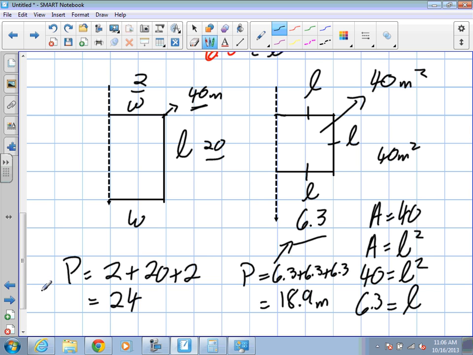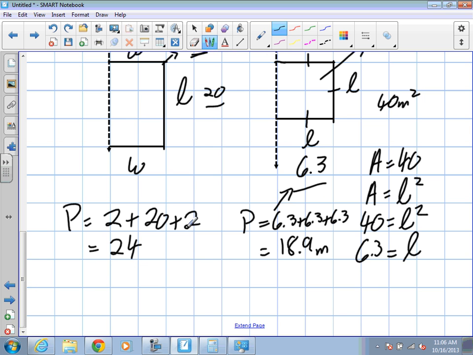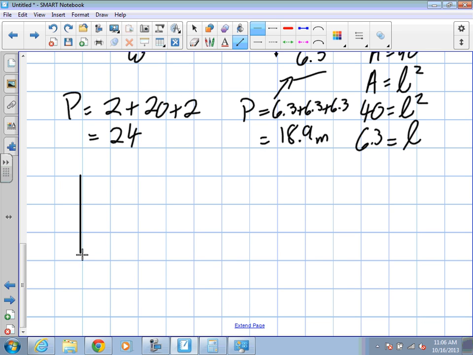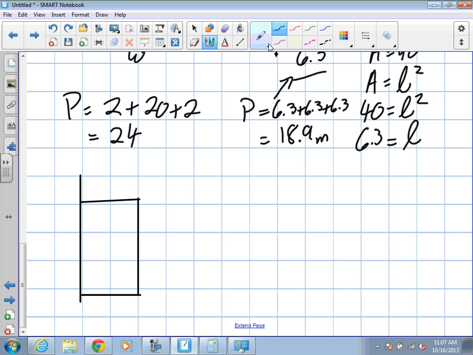4 and 10. Okay, so let's try 4 and 10. Same idea. We're going to be building our fence around here, but this time we're going to have 4 by 10. We know multiplied together that'll be 40, which means this is 4. So 4 by 10 is 40. That works.